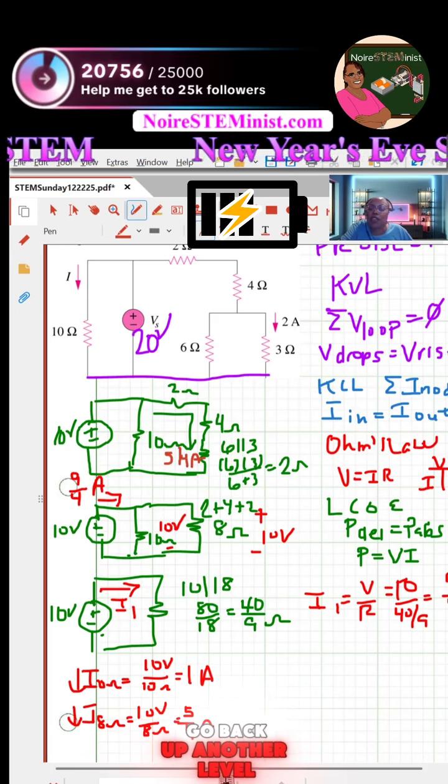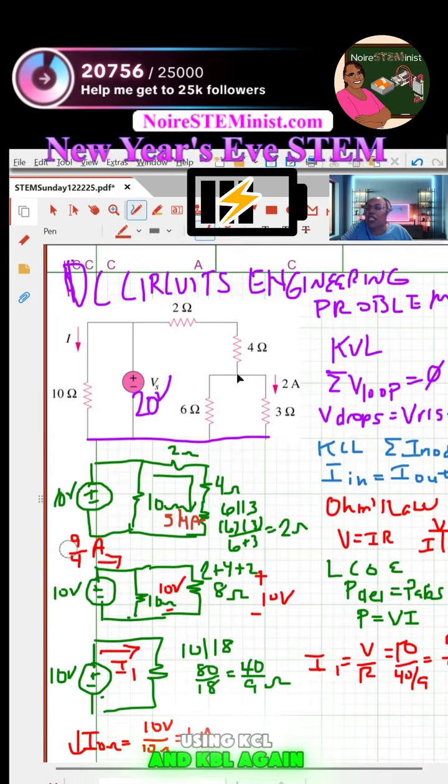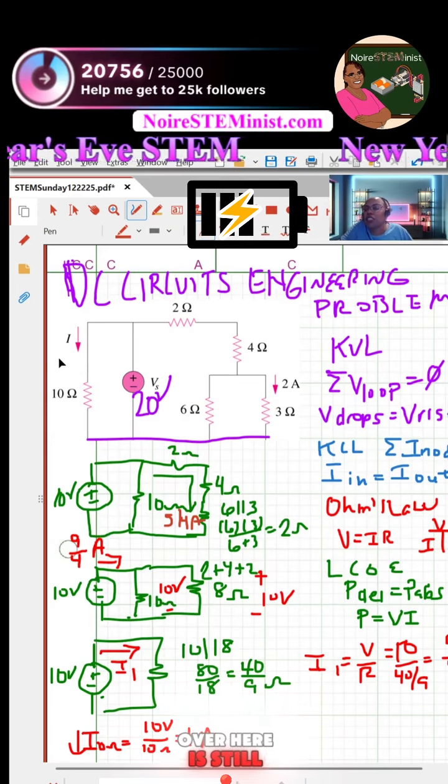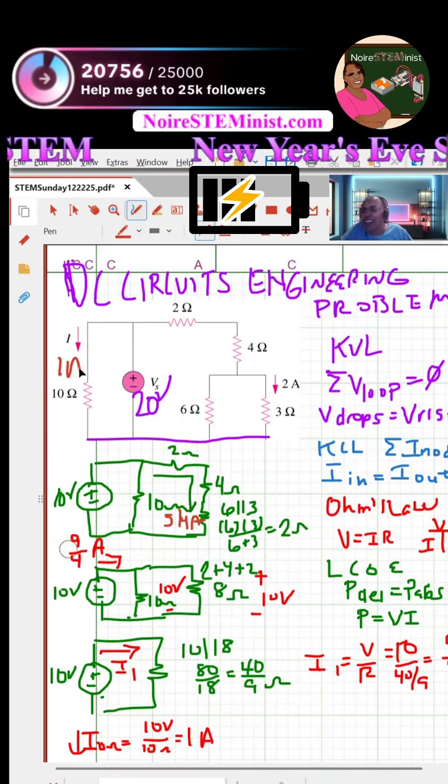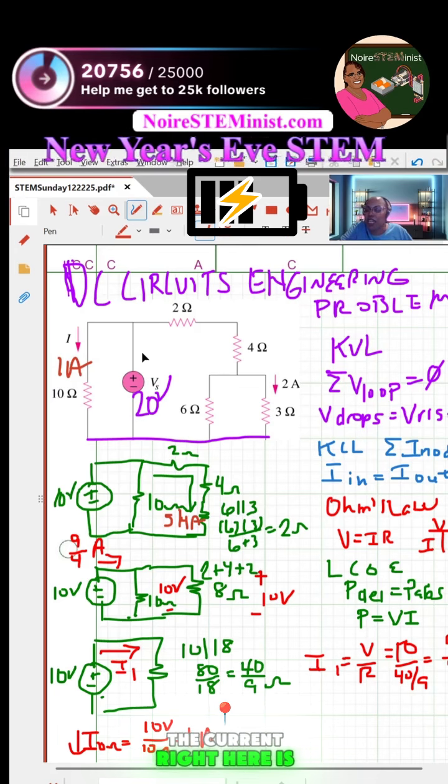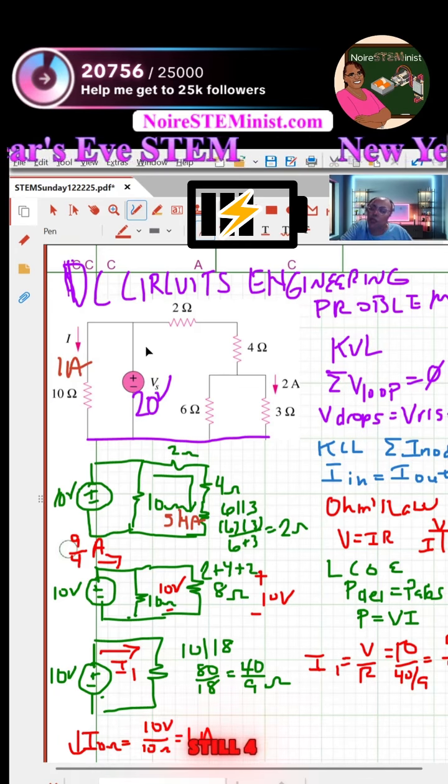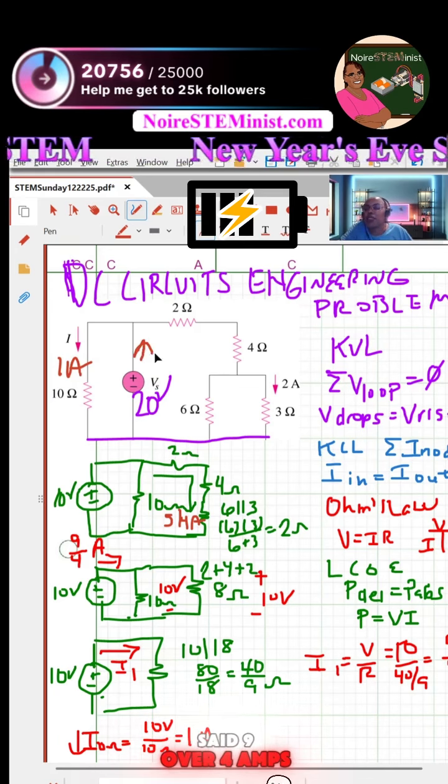So then if I go back up another level using KCL and KVL again, that means the current over here is still 1 amp. The current right here is still, I forgot what I said, 9 over 4 amps.